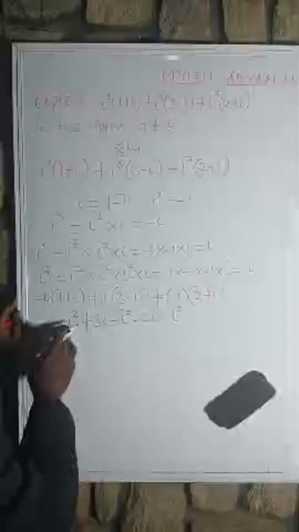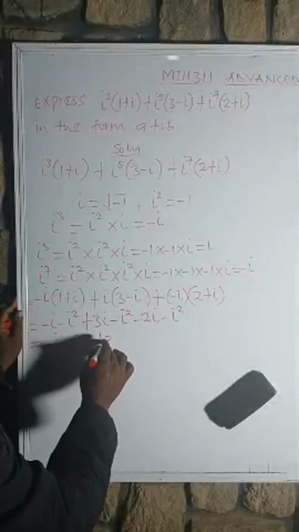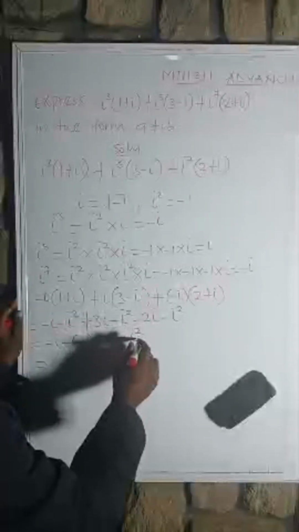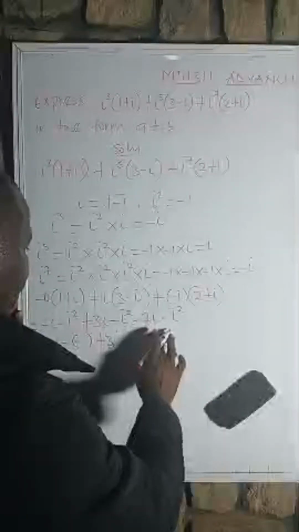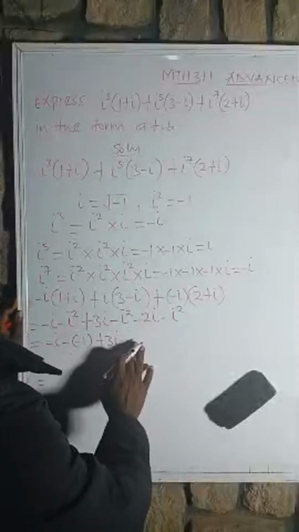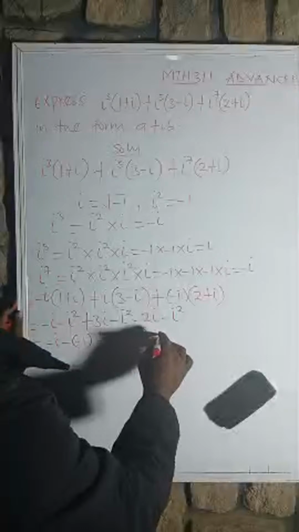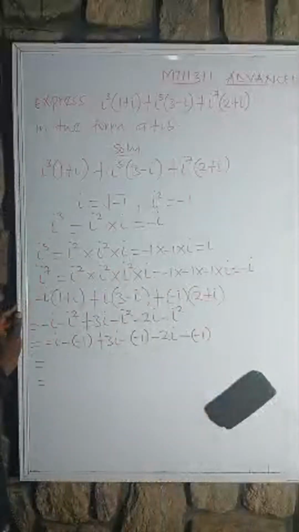Okay, so if you agree with me, let's go back. I squared is minus 1, so minus I minus open bracket minus 1, plus 3I minus I squared, minus 2 open brackets minus 2I. Here we are supposed to write I squared is minus 1, right? Minus 2I minus I squared is minus 1, right? Okay, so far so good.